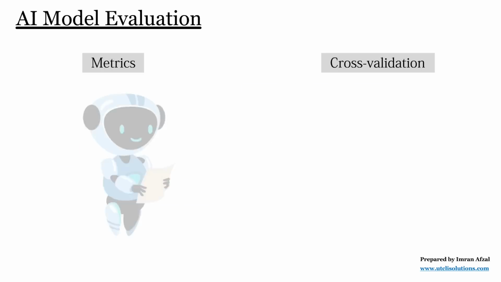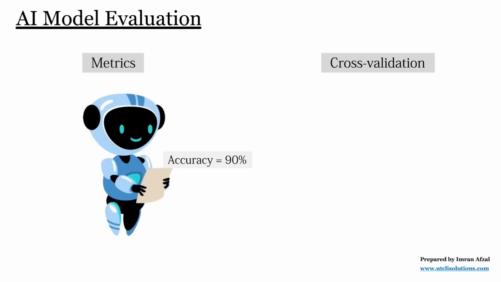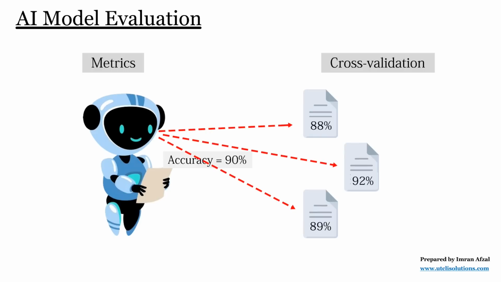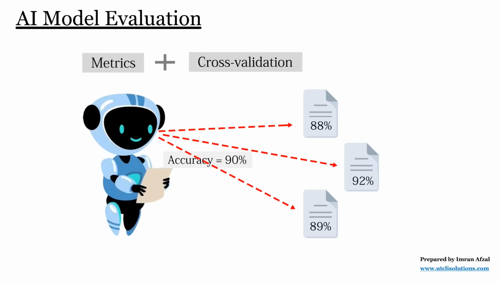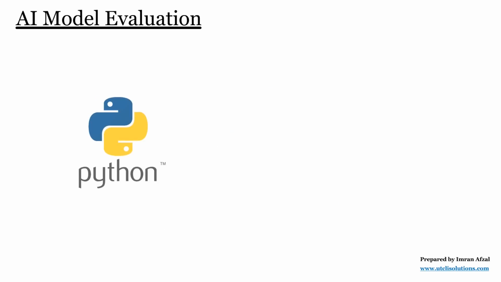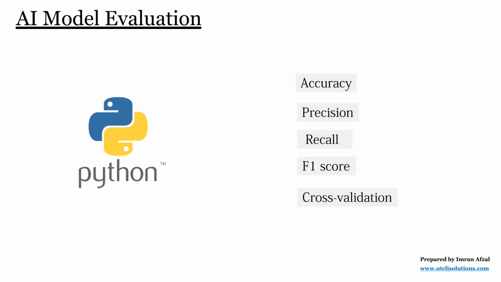Now, when we use metrics and cross validation together, we get a complete picture. Metrics show us the quality of the model's answers. Cross validation shows us how stable and reliable the model is. Together, they help us decide if the model is ready for real world use or not. In Python, there are built in functions to calculate accuracy, precision, recall, F1 score, and cross validation. These tools make it easy to check models, but it is important to understand what each score means and when to use it. We don't just look at the highest number, we think about the problem we are solving.